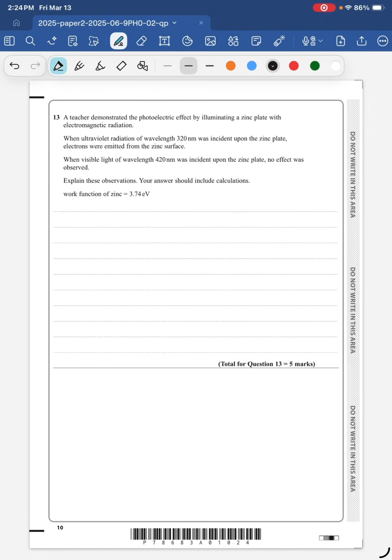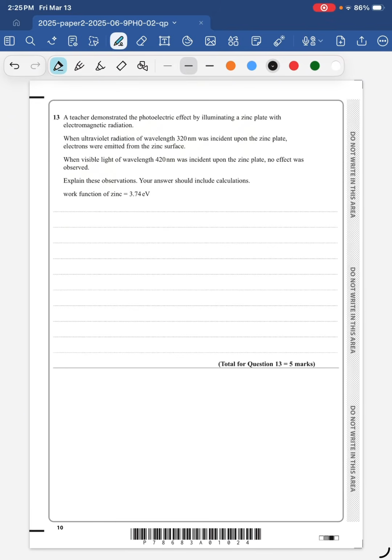Okay, question 13. A teacher demonstrated the photoelectric effect by illuminating a zinc plate with electromagnetic radiation. When ultraviolet radiation of wavelength 320 nanometers was incident upon the zinc plate, electrons were emitted from the zinc surface. When visible light of wavelength 420 nanometers was incident upon the plate, no effect was observed. Explain these observations. Your answer should include calculations. And we're given the work function of zinc, okay, which is cool.